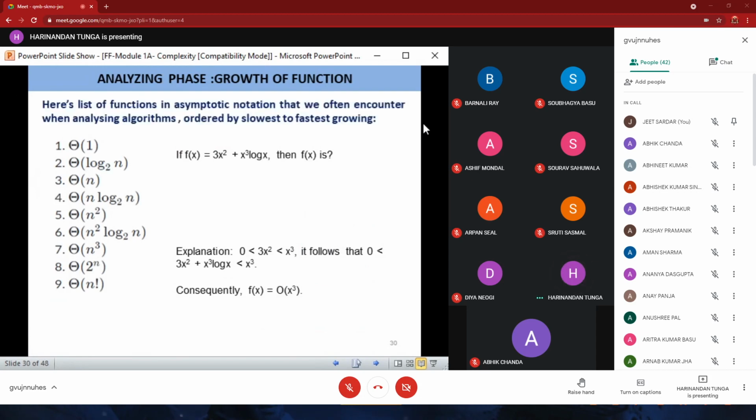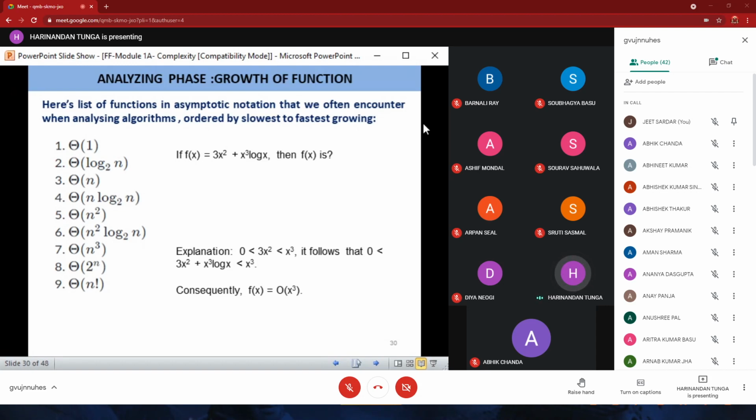Now, in this slide, there are 9 asymptotic growth of functions mentioned: 1, 2, 3, 4, 5, 6, 7, 8, 9. This is the list of growth of functions in asymptotic notation that we often encounter when analyzing algorithms. That is very important. They are ordered from slowest to fastest growing.